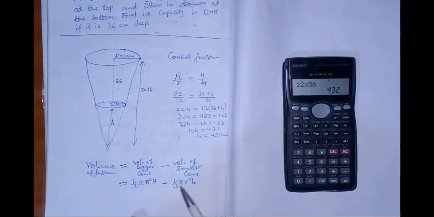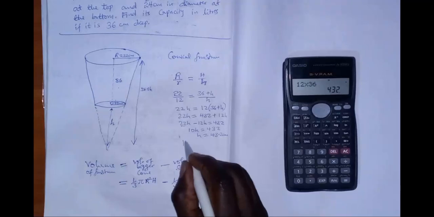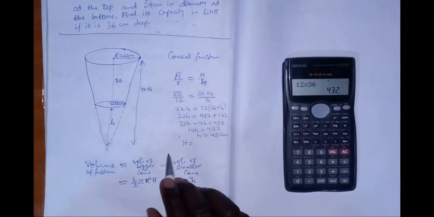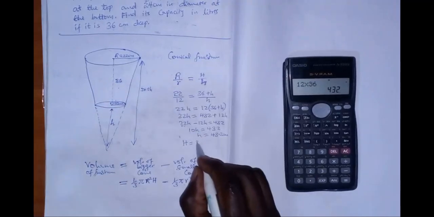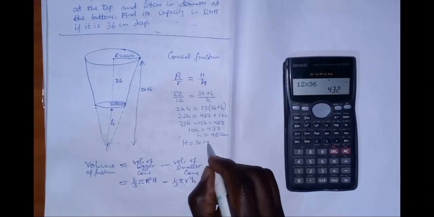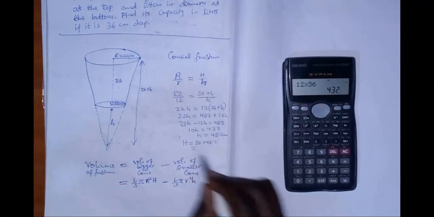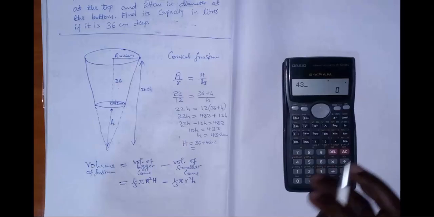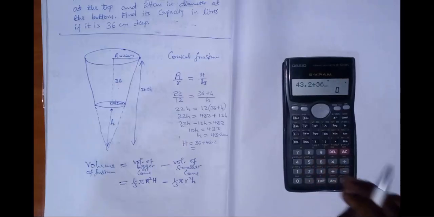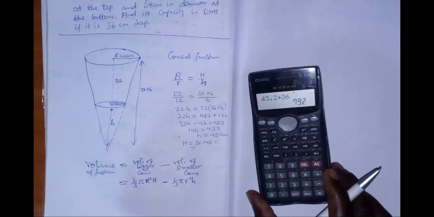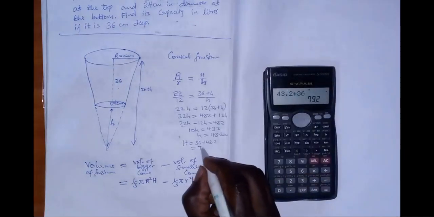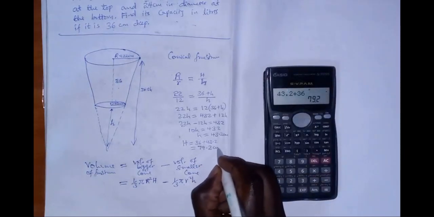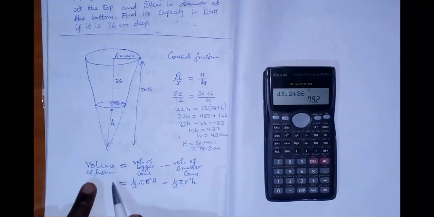So from there now, we can also get the height of the bigger cone, which is 36 plus 43.2. If we add 43.2 plus 36, we get 79.2 centimeter. Now we need to get volume of the frustum.